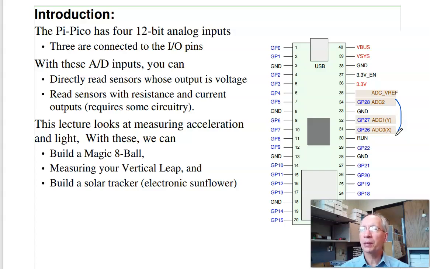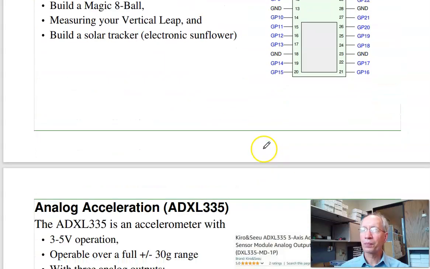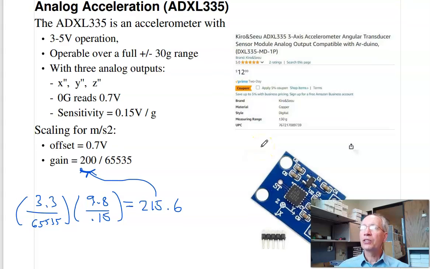In this lecture, we're going to look at measuring acceleration and light. With these, we can build a magic 8-ball, measure your vertical leap, and build a solar tracker, basically an electronic sunflower. So let's start out with acceleration.